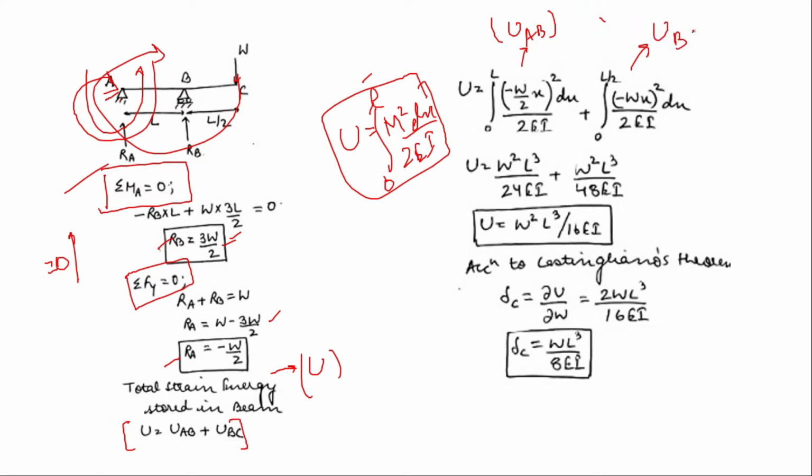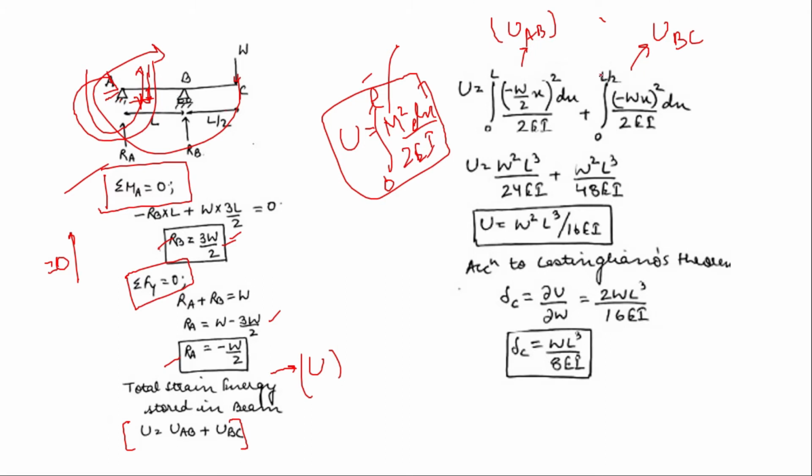So this is UBC. In UAB, we already got RA as minus W by 2. If we take a section at distance X from here and take the moment, it will be minus W by 2 into X, whole square, upon 2EI. This is all given in the formula, so I have replaced M by minus W into X by 2. And from where to where will we integrate? From 0 to L. So from this equation we find the strain energy stored in beam AB.